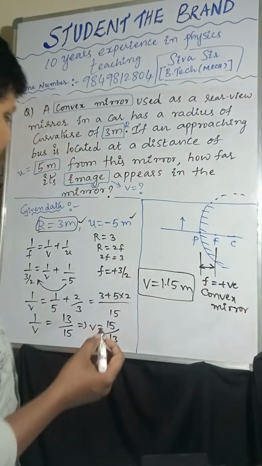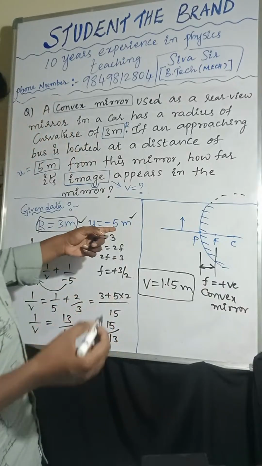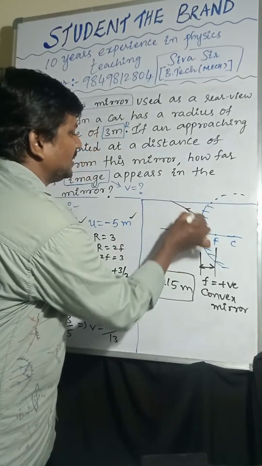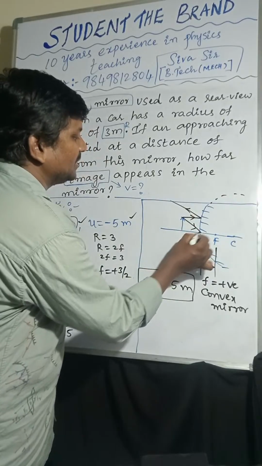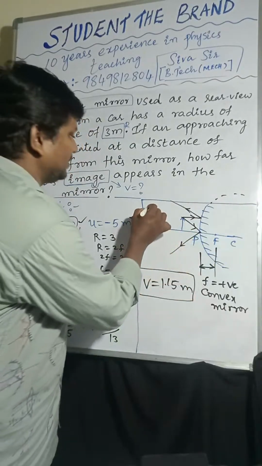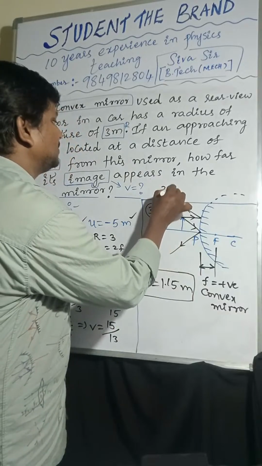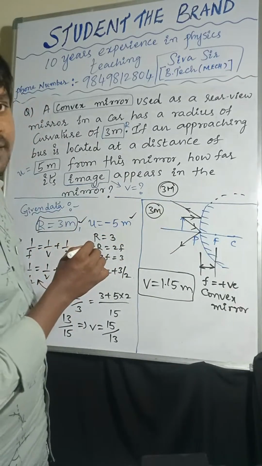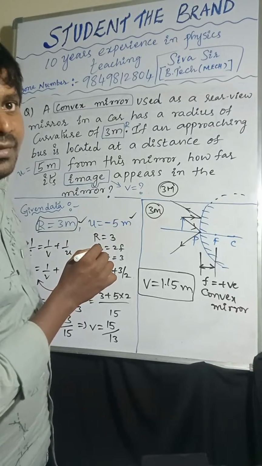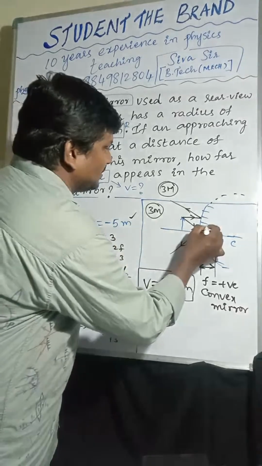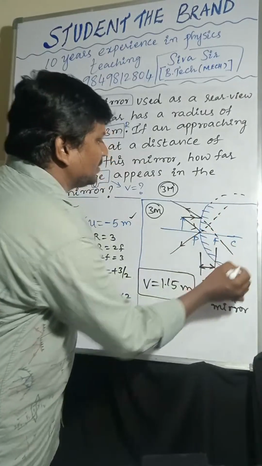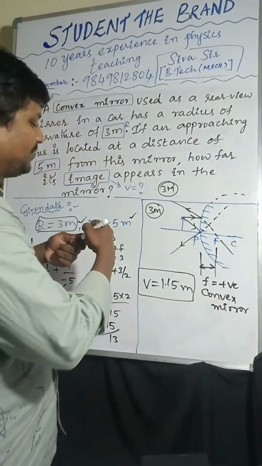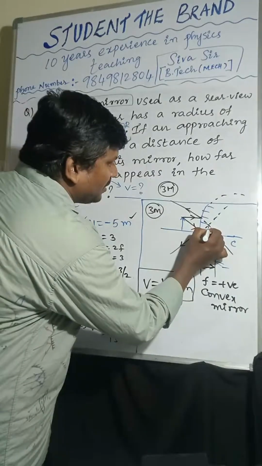Let us check once whether we did it correctly or not. Here I am taking one ray like this, and another ray here, through the focus. Image formation and this problem, they will ask for 3 marks. So the image will form between P and F.